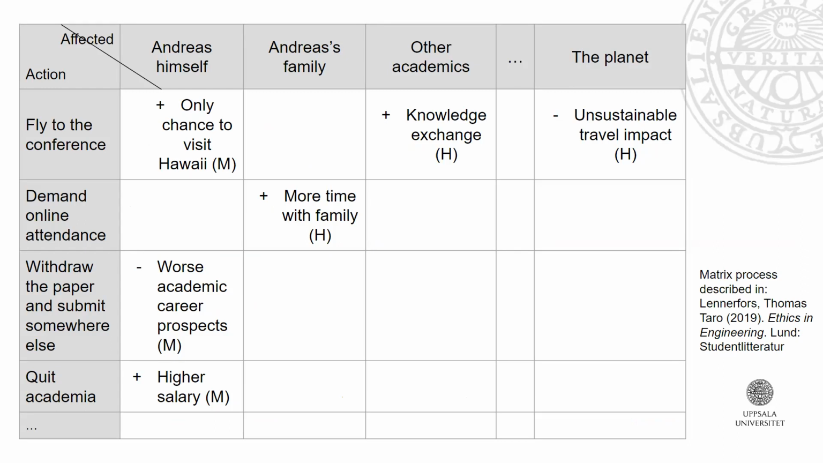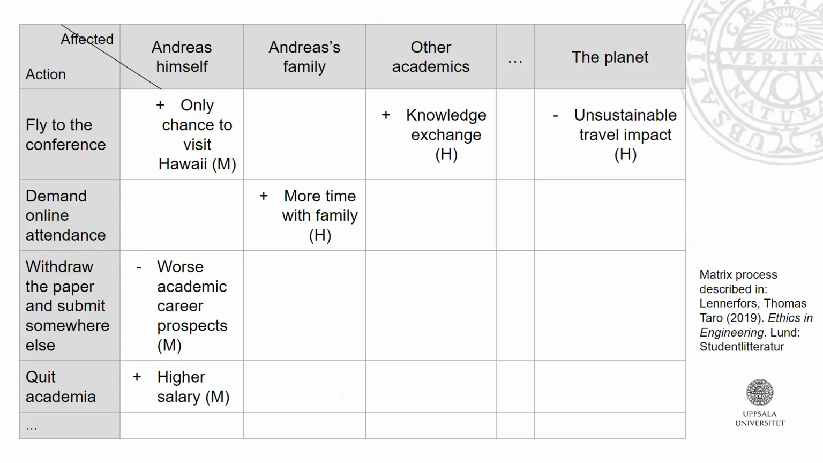So you have the reference there for this matrix that we help them with in class. We start with an in-class discussion where we have in the columns, and for the rows, who or what is affected. So Andreas himself, his family, other academics, the planet.